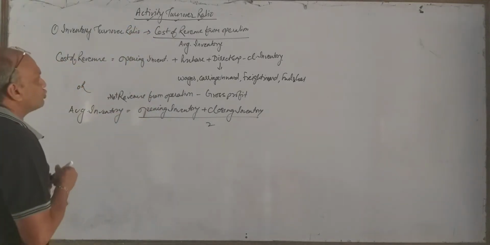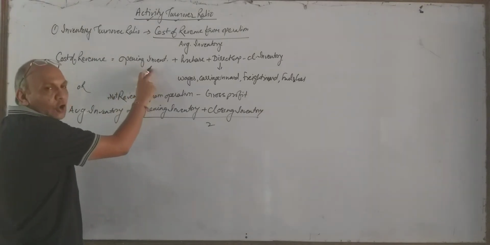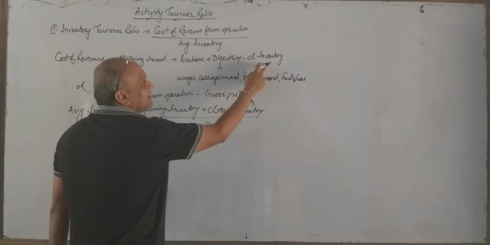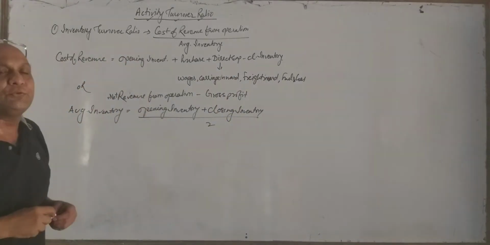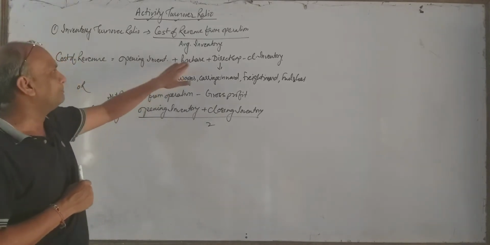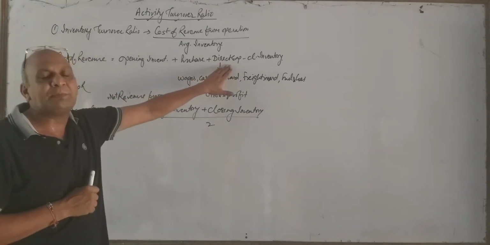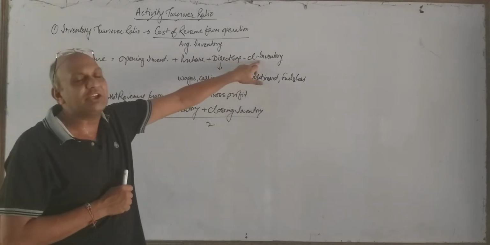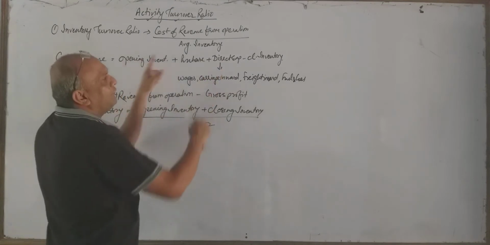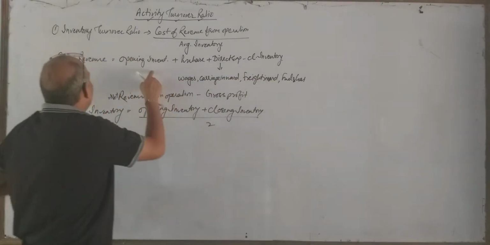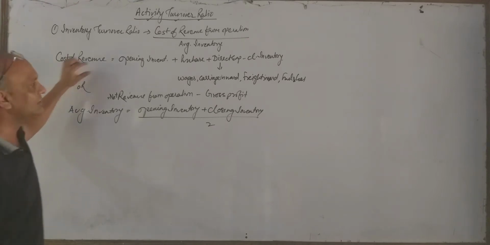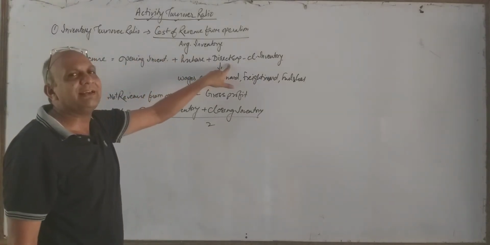How to calculate cost of revenue? Opening inventory, opening stock, plus purchase, plus direct expense, minus closing inventory. If you remember the trading account in class 11: opening inventory is a debit item, purchase is a debit item, direct expense is a debit item, and closing inventory is a credit item. So if we deduct closing inventory from these three debit items of the trading account, then it comes cost of revenue from operation or cost of sale. This is one formula.